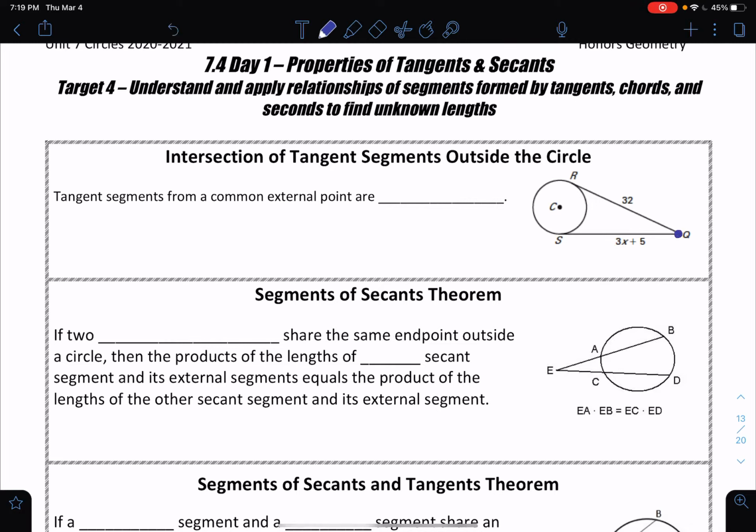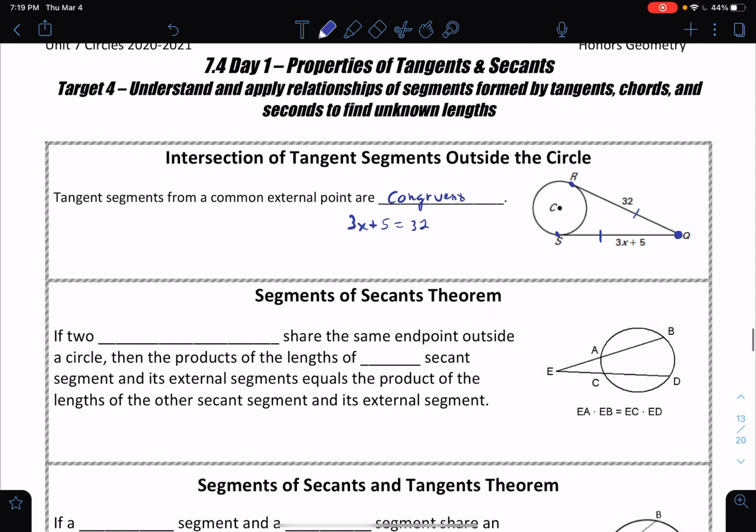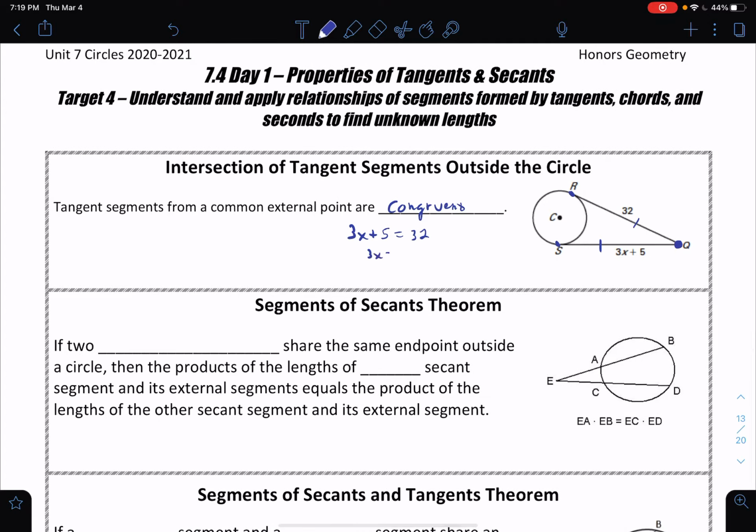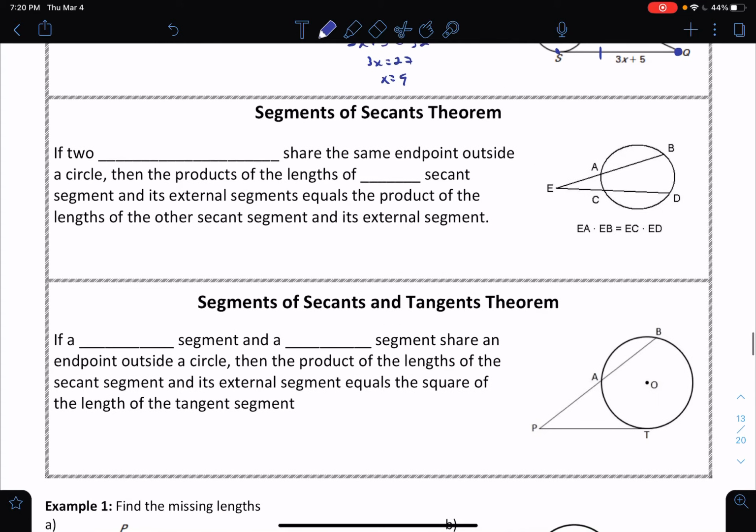So this outside point Q, a tangent comes and hits the circle once at point R, and the other at point S. The relationship there is that those tangent segments are congruent. These tangent segments here are congruent, which means that I can set their lengths equal to each other. So like our first example here, we got 3x plus 5 equals 32. So I got 3x equals 27, x equals 9.